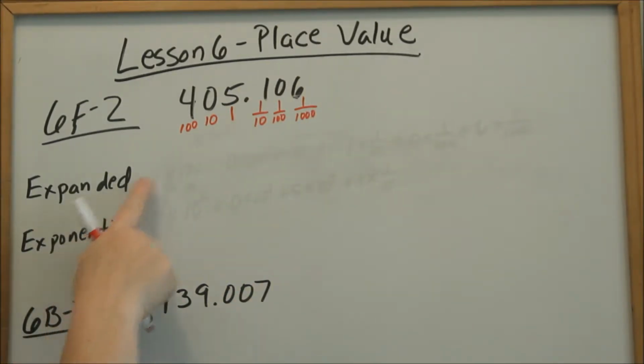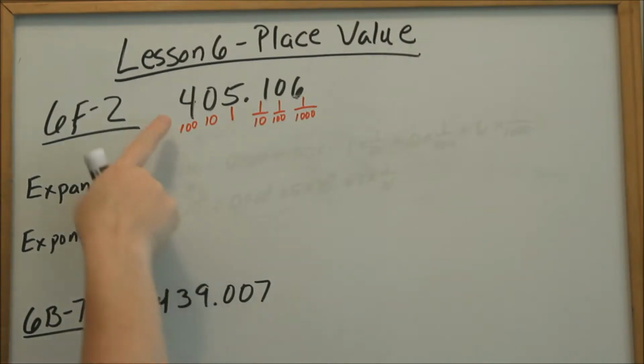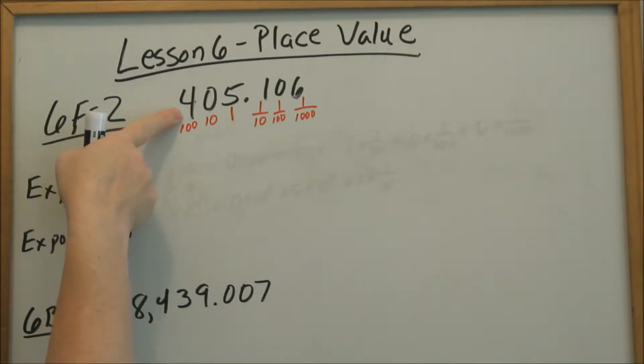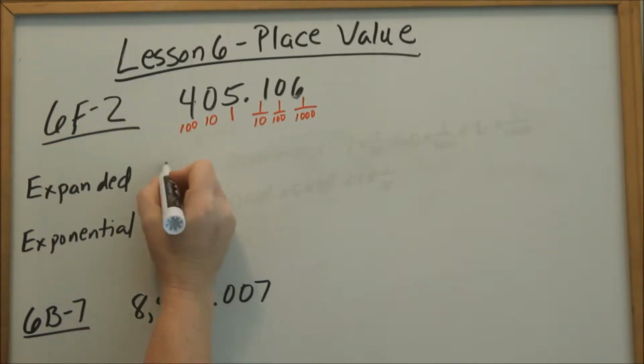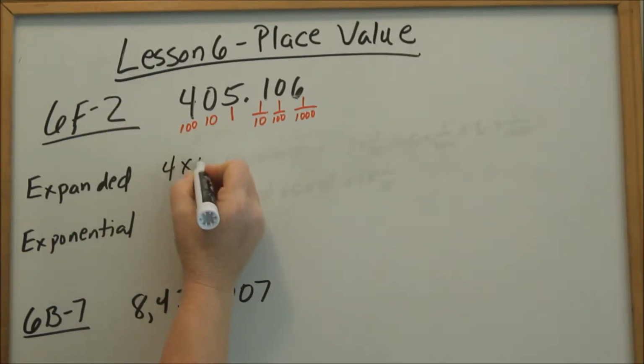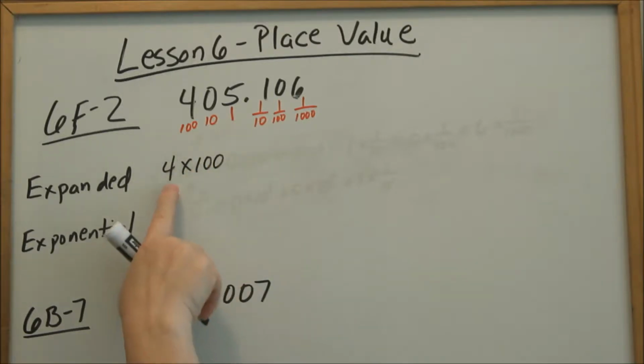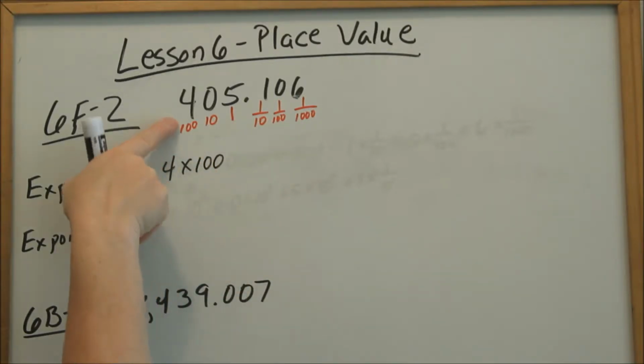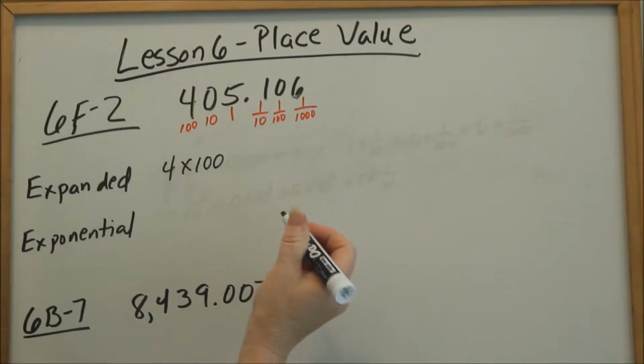Okay, what we're going to be doing is we're going to write this number in expanded notation. So this is the first thing of how to write an expanded. Take this number here, 4. It's in the 100ths place value. So 4, we write this as 4 times the place value, because 4 times 100 is 400, and this number is 405. Then the next thing you write is plus.